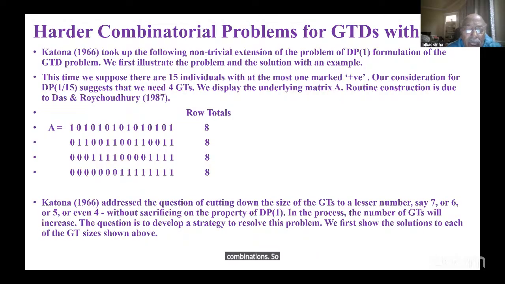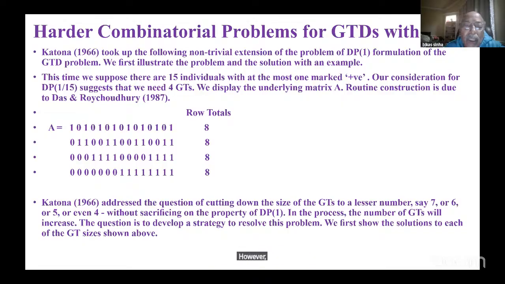So there is a unique identifiability of the individual who is going to be affected through the study of these 4 tests rather than 15 tests. This is a very interesting example.